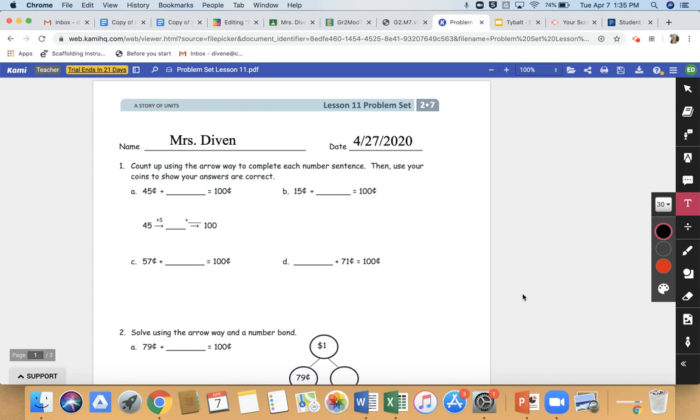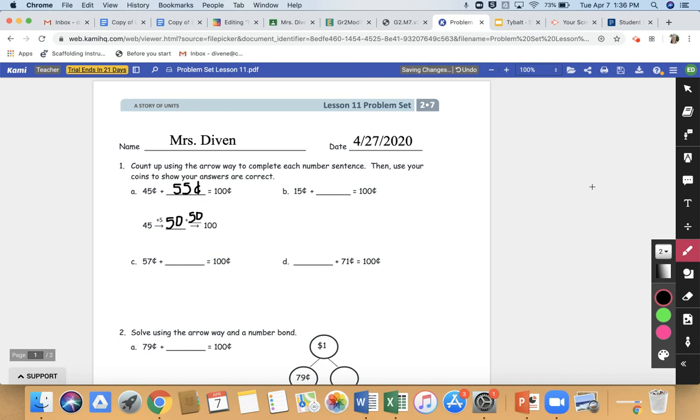So number 1A, so nicely they already started this arrow method for us right here, so we are going to go ahead and complete it. This says 45 cents plus something equals 100 cents. So if we use our arrow way here, we know that 45 plus 5 more gives us 50, and 50 plus 50 gives us 100. So in order to know what we are adding here, we just need to look at our arrow method here and say 50 plus 5 gives us 55 cents. So 45 cents plus 55 cents gives us 100 cents or $1.